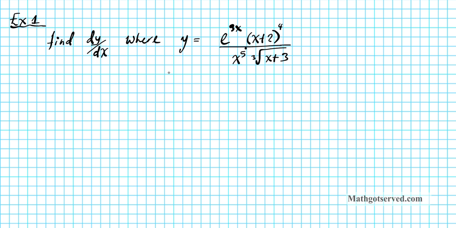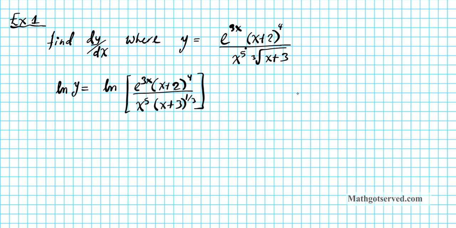So to start, I'm going to take the natural logarithm of both sides. Natural logarithm of y equals the natural logarithm of this entire expression: e to the 3x times (x plus 2) to the 4th, divided by x to the 5th times, we can write this as (x plus 3) to the 1/3. All right, now I'm going to apply the properties of logarithms twice. I'm going to apply the quotient property first and then the product property. So watch this carefully.